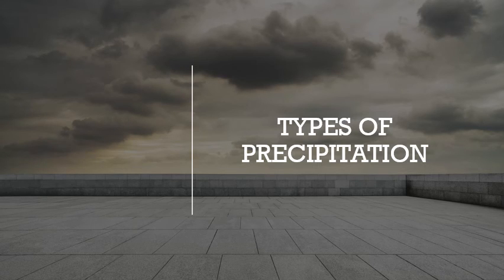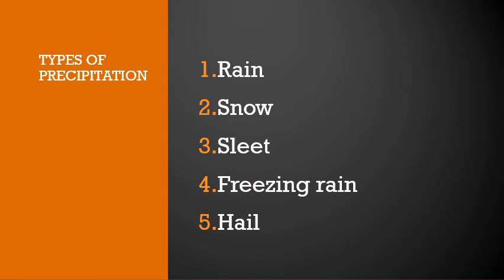So now there are certain types of precipitation that we will be learning in detail about. Some of the types of precipitation are rain, snow, sleet, freezing rain, and hail. We will know what are the differences of these types of precipitation in the next class. So I hope you understood till now.